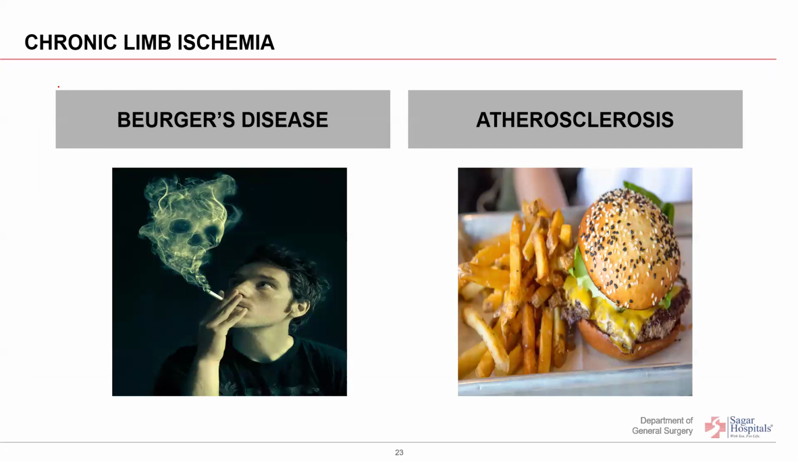Now, when we talk about chronic limb insufficiency, we talk in terms of two broad categories of disease. One is Buerger's disease, and another one is atherosclerosis. Doc, can I add a couple of things in the examination? Anu? Yes, sir.